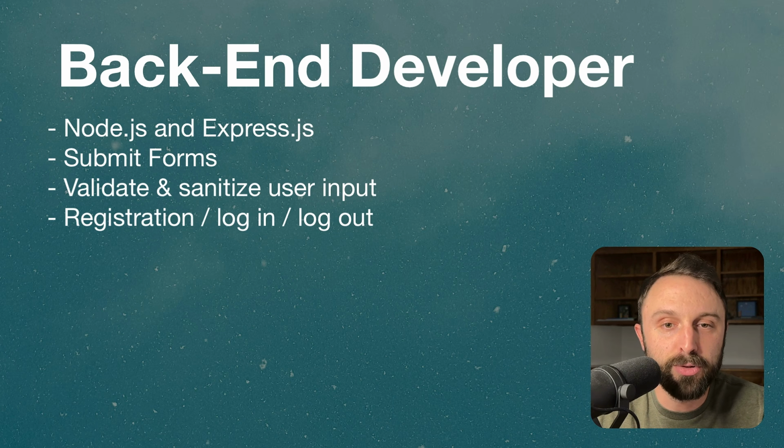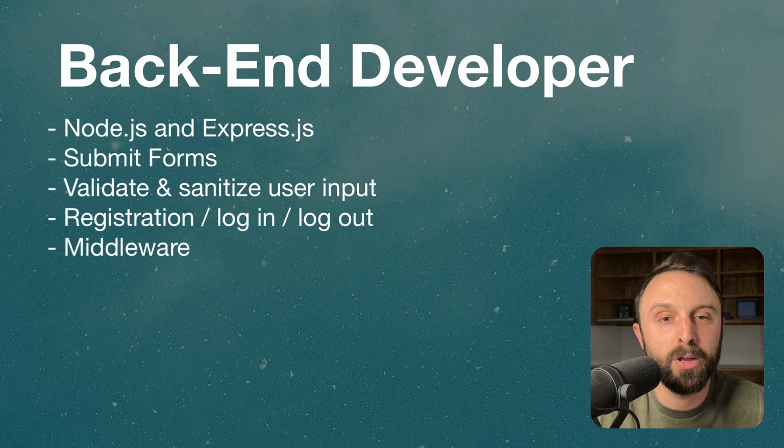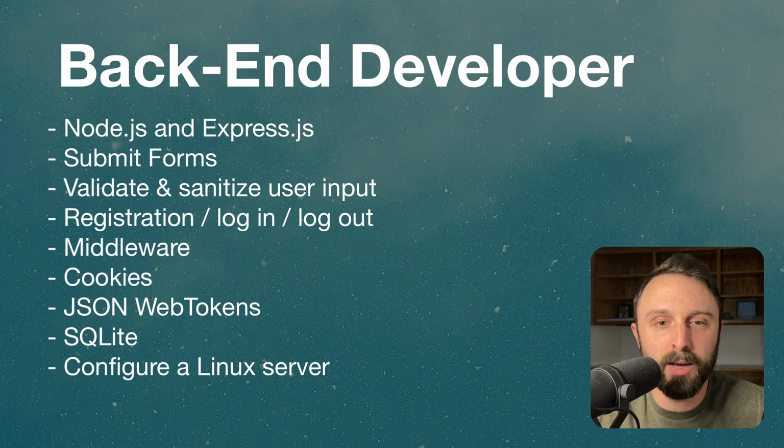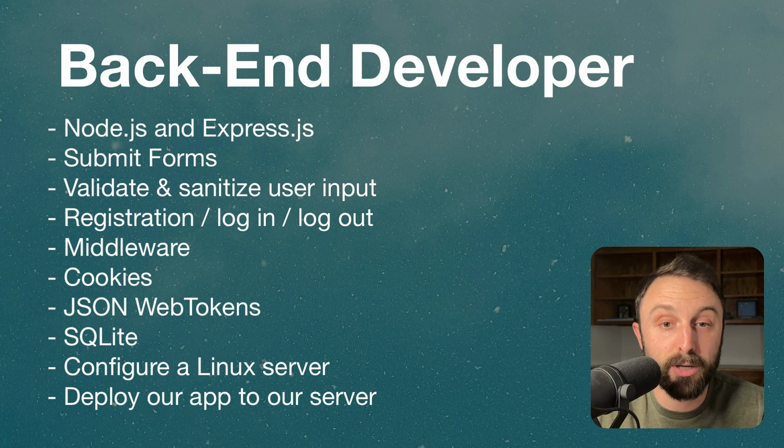We're going to learn about user registration, like letting users log in, log out, sign up for an account, and so on and so forth. We'll learn about middleware, cookies, JSON Web Tokens. Working with a database, we're going to be using SQLite. We're going to learn how to configure a Linux machine to host a Node app, and we're going to learn how to deploy our simple app up onto that server.